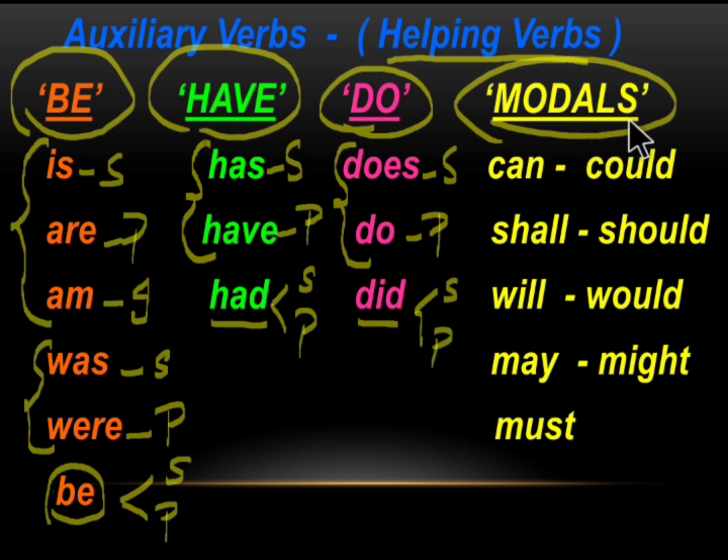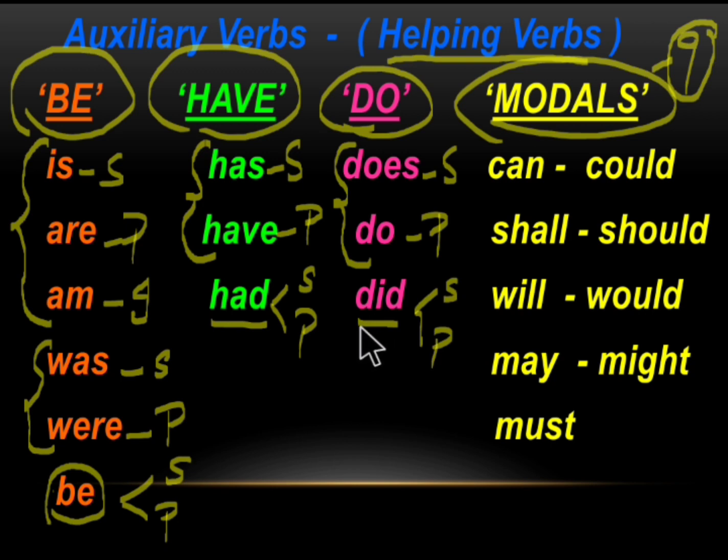Next we have the modal verbs. The modal verbs are 9 in number. They are can, could, shall, should, will, would, may, might, and must. So all these are auxiliary verbs. We frame a question tag with the help of the auxiliary verbs and the pronoun. These auxiliary verbs may be in positive or in negative.